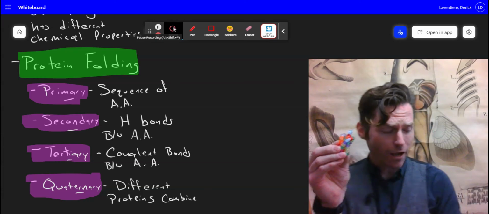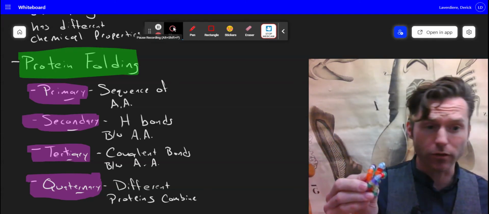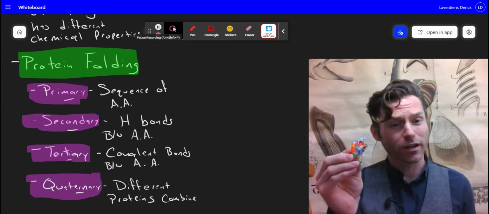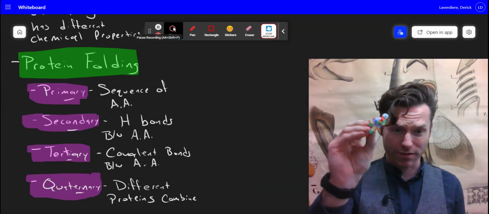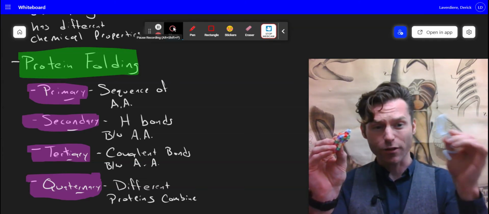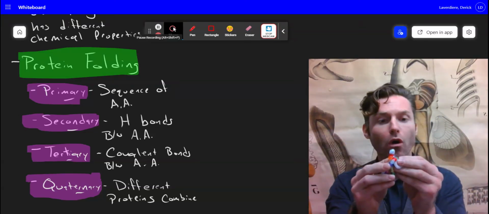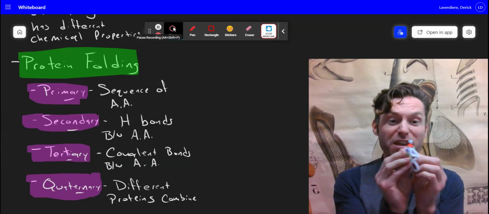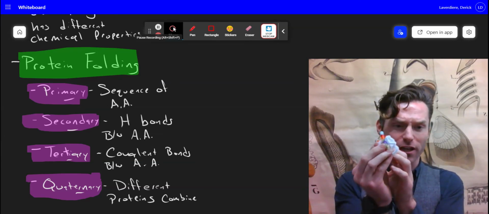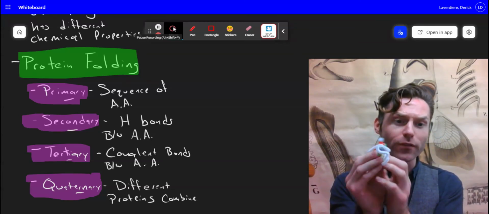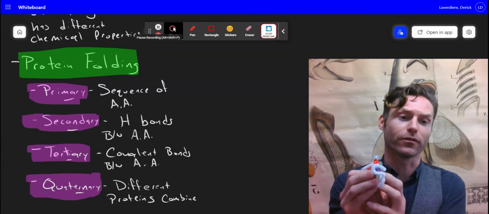Now, there is a last level of folding that some proteins go through, and that's quaternary folding. So this is one protein. If I have another protein, and these two proteins like each other and they connect, now I have a nice big protein structure here, this big protein complex. That connection of those two different proteins is quaternary folding.